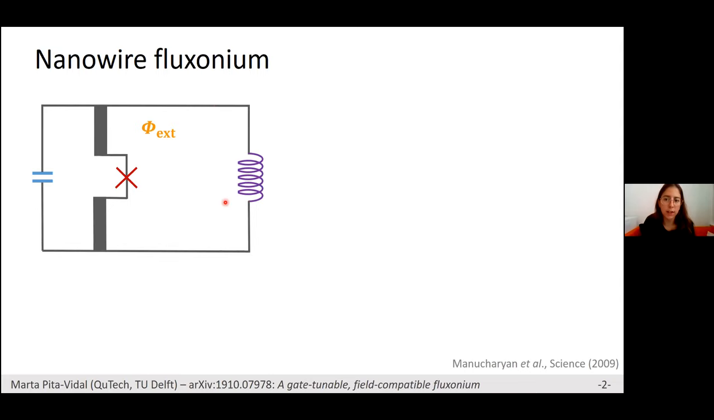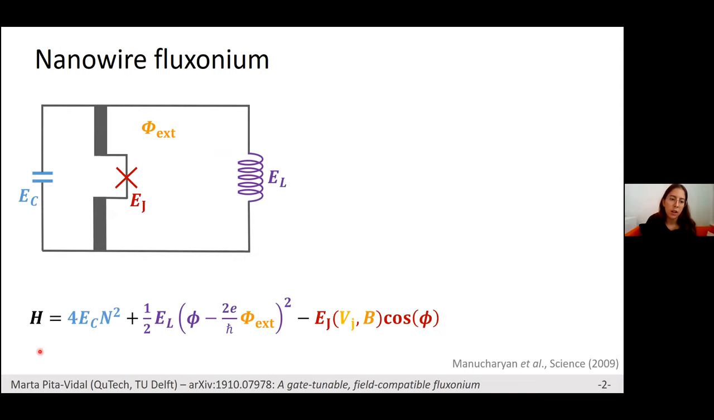Here I show a circuit model for a nanowire fluxonium without considering for now the possible presence of Majoranas. Its Hamiltonian is basically the Hamiltonian of a fluxonium circuit, characterized by its capacitive, inductive, and Josephson energies. And the important novelty of this device as compared to other fluxonium circuits is that the Josephson junction is now made out of an indium arsenide semiconducting nanowire, which results in an electrostatically tunable junction transmission and therefore in the possibility of using gate voltage to control the Josephson energy.